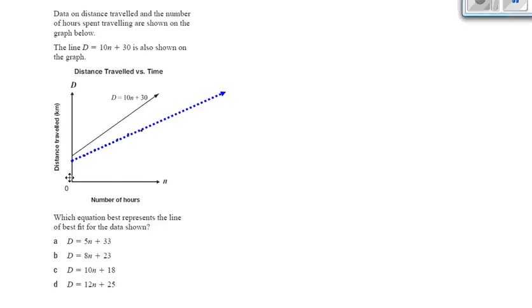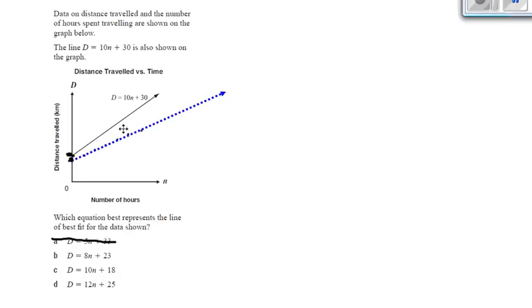So we've gone now from a question about scatter plot and line of best fit to a question about understanding the equation of a line. For example, the line that was given to me, d equals 10n plus 30, tells me that there is a starting value of 30. So my starting value is below that. I have to have a starting value less than 30. So I'm going to cross A off because it has a starting value of 33.